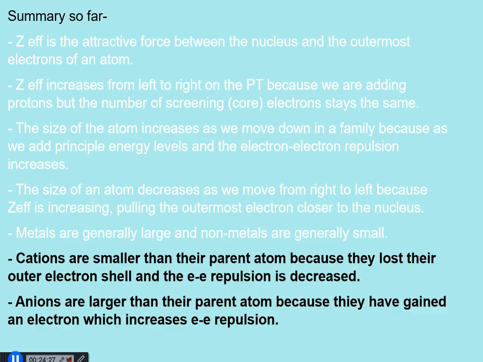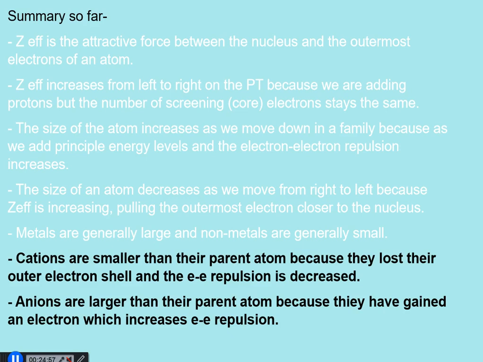All right, that is out of order. So here we go. This is our same summary we had earlier. The white stuff is the stuff we already did, but now we've added another layer to the onion. This layer is the size of ions. Cations are smaller than their parent atom because they lost their outer electron shell, and the electron-electron repulsion is decreased. That is a beautiful 5 out of 5 answer right there.